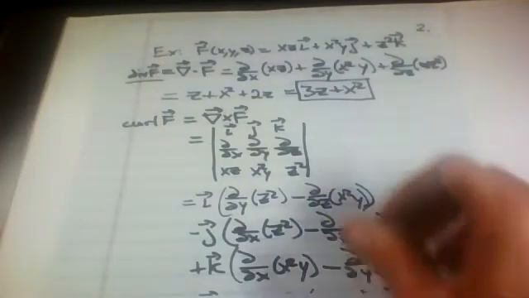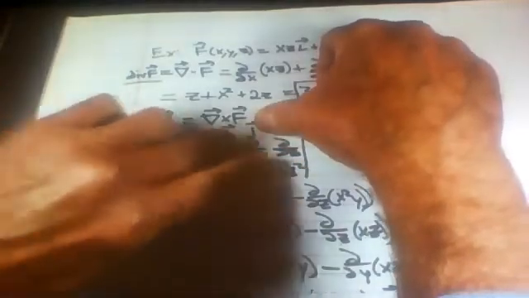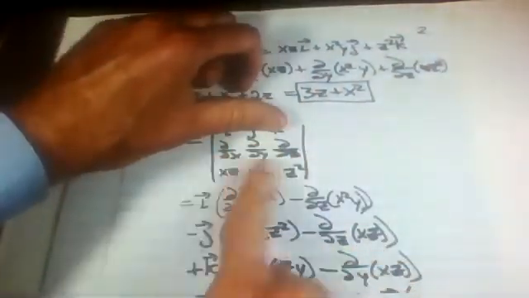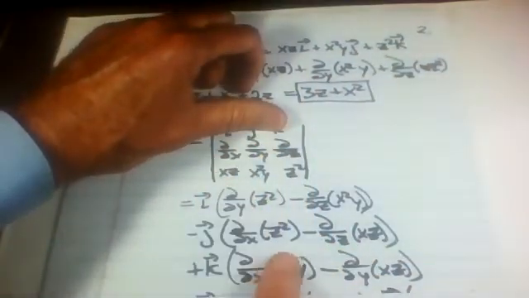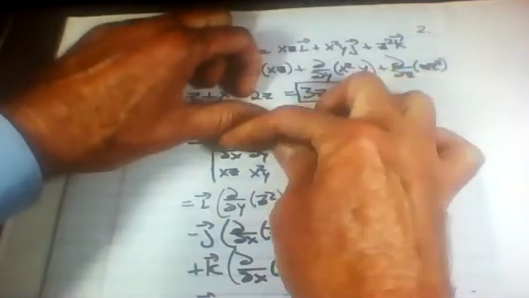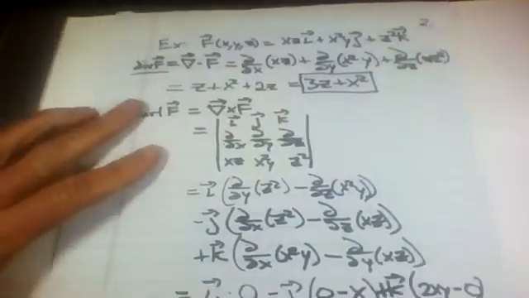We've got i times taking its subdeterminant, d/dy of z squared minus d/dz of x squared y, that's that one. Minus j times, wipe out its row and column and take d/dx of this minus d/dz of this. That's what we wrote here. And finally, plus k times, take its subdeterminant, d/dx of this minus d/dy of that. There we go.